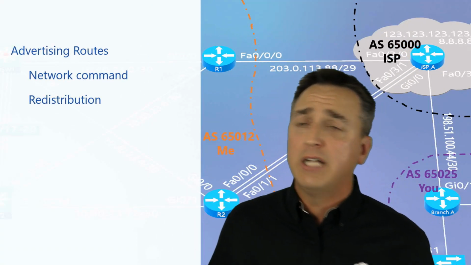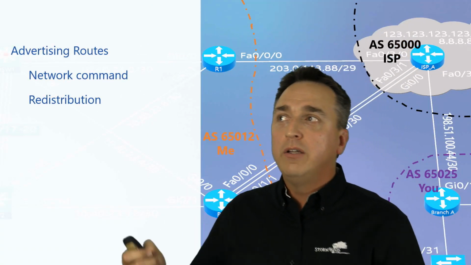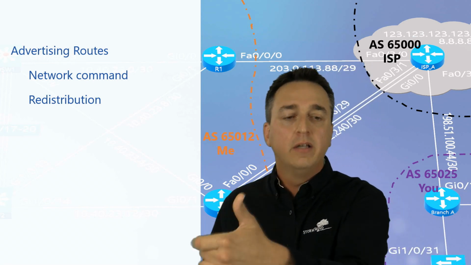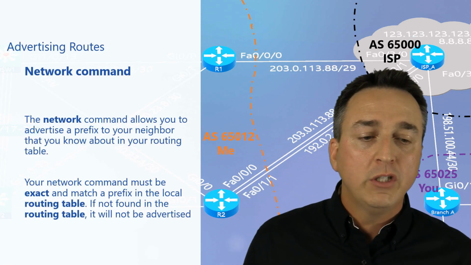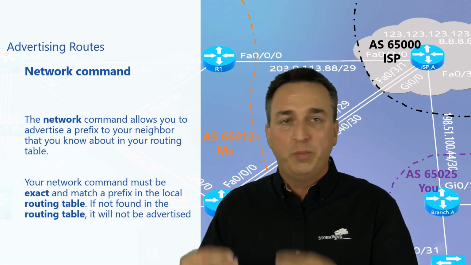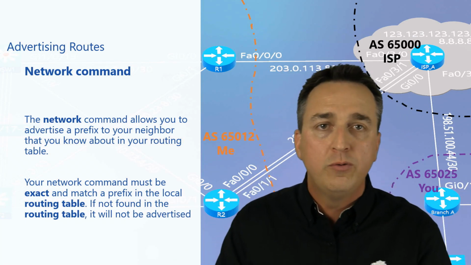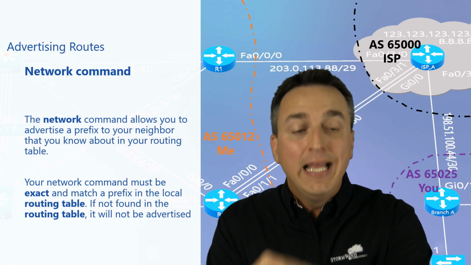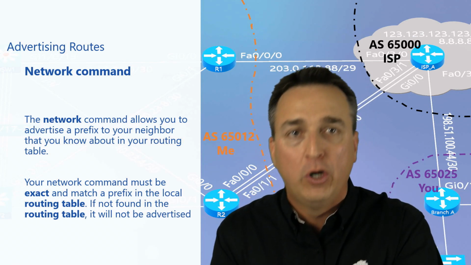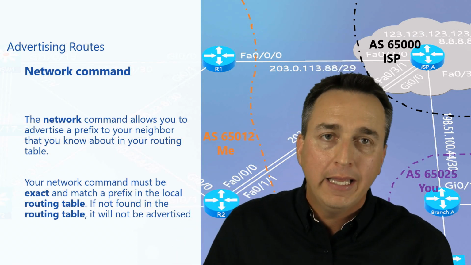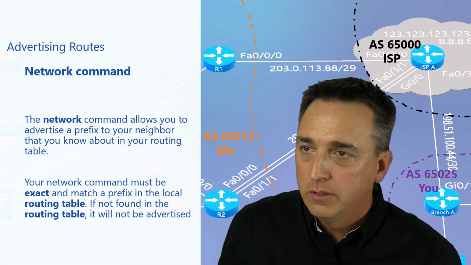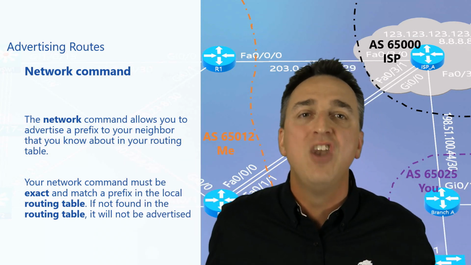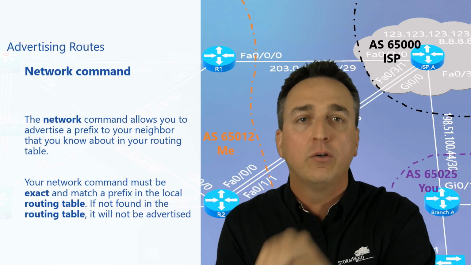All right, so with that said, we want to now move on to advertising networks. It's not that hard to advertise networks with BGP, but you have to understand the rules associated with advertising. So let's talk about the network command and the redistribution command. First of all, the network command for BGP is purely about taking a network ID that you have in your routing table and importing it into the BGP table. If it's not in the routing table, the network command does nothing. It has to be in the routing table.